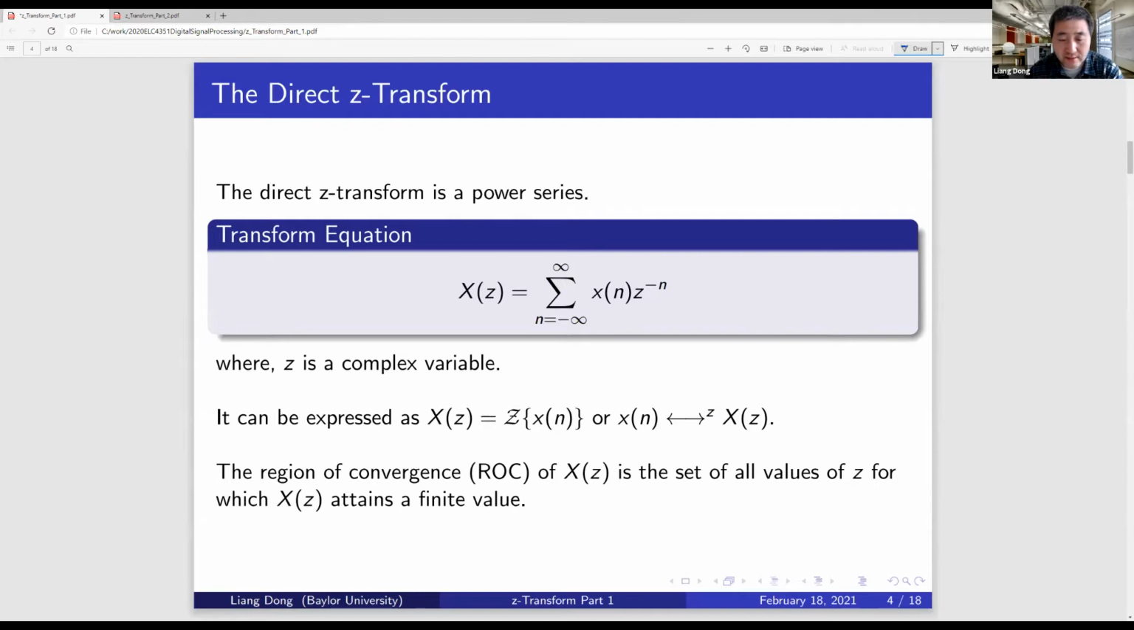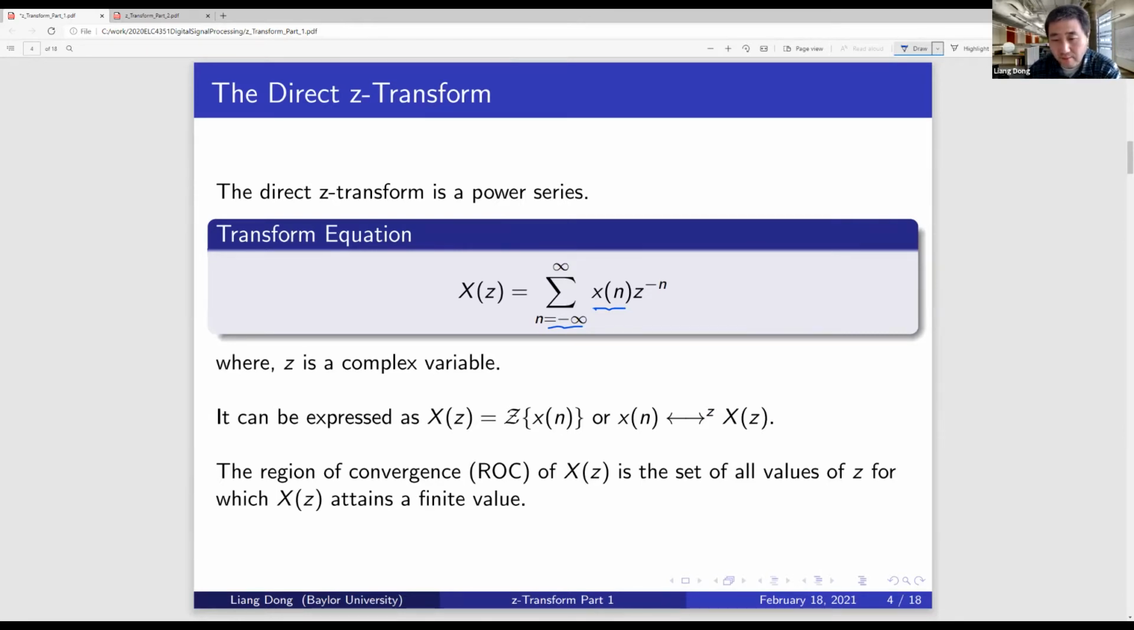We have X(z), that's a transformation domain function, and it's an operation on the time domain signal, x[n]. What we have here is x[n] times a power series, z to the power negative n, and then we sum together n from negative infinity to infinity. Okay, so here z is a complex variable.